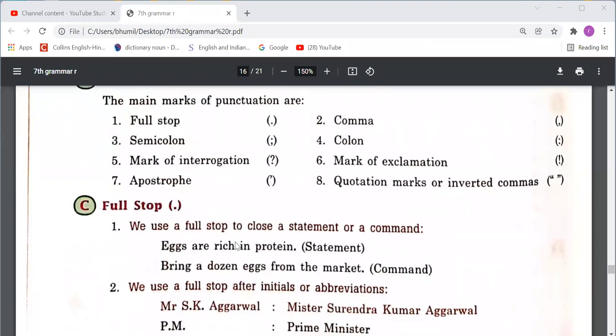So let's begin with the full stop. Point one, full stop.